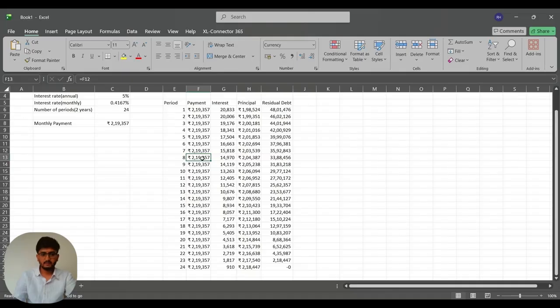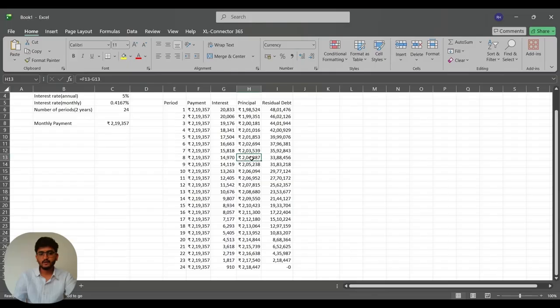As you know, in the EMI repayment, the amount we are paying, we deduct the interest, minusing the interest. Then we'll get the principal amount of the 8th month. The principal amount will be subtracted from last month's debt.